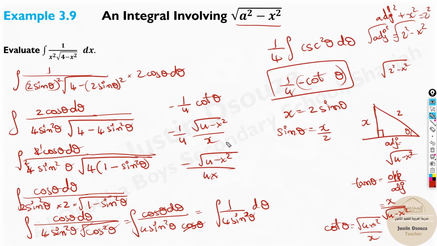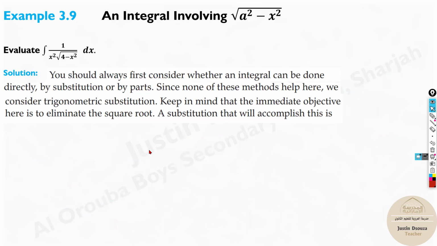I hope this is clear. So the integral of this would be over here. This is the final answer. So that's what we get. And let's check the answer. It was negative 1/4 cot theta, but in terms of x, this is root of 4 minus x squared by 4x. So you can see over here, we take 2 sine theta and we differentiate it.